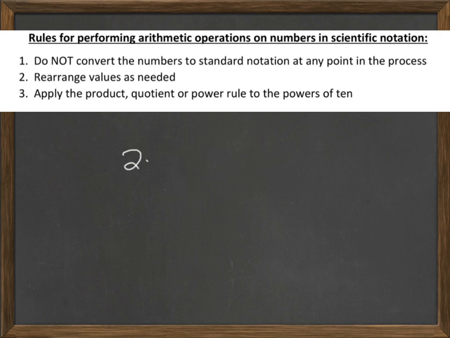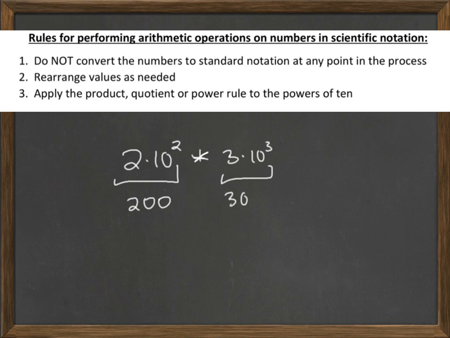So for example, let's say you have the problem 2 times 10 to the second power times 3 times 10 to the third power. Now, it's true that you could convert 2 times 10 to the second power to 200. You could also convert 3 times 10 to the third power to 3,000. And then you could multiply these together. So you would have 200 times 3,000. This would give you 600,000, a number in standard notation that you would then have to convert back to scientific notation as 6 times 10 to the fifth.